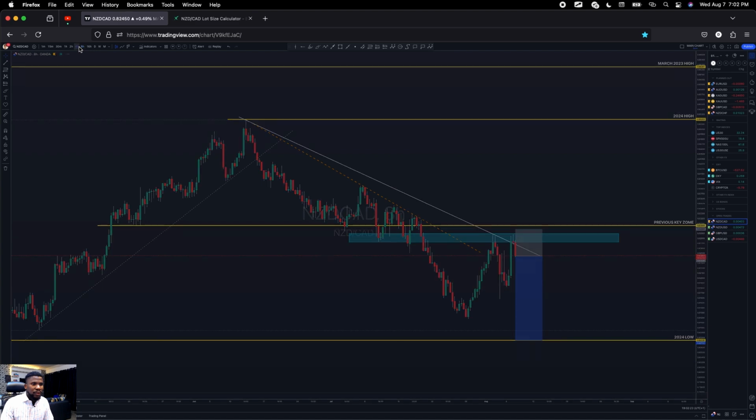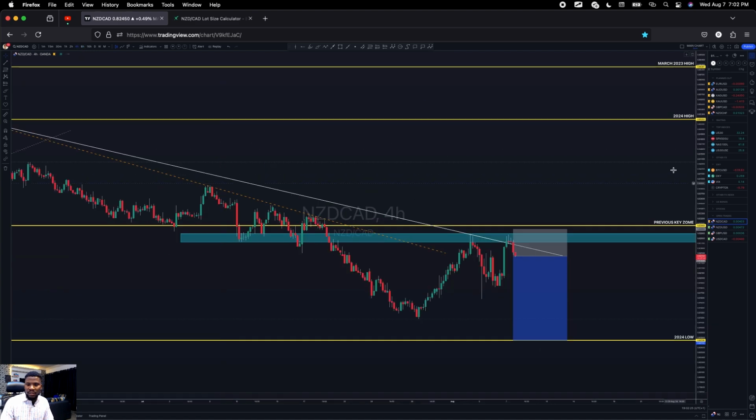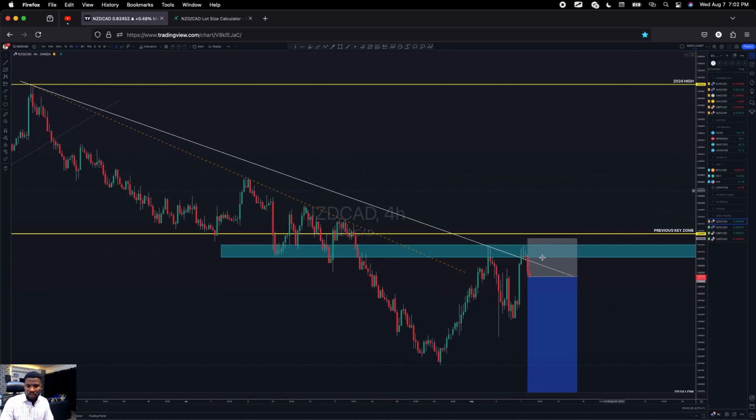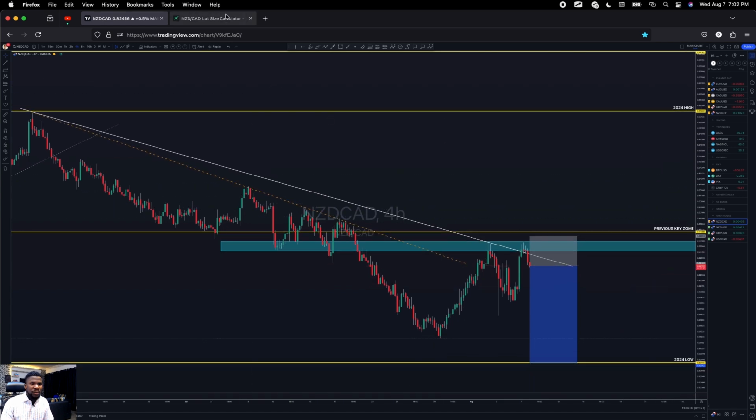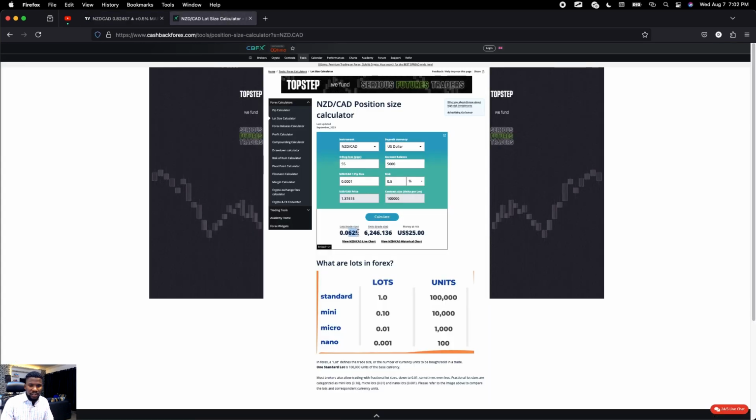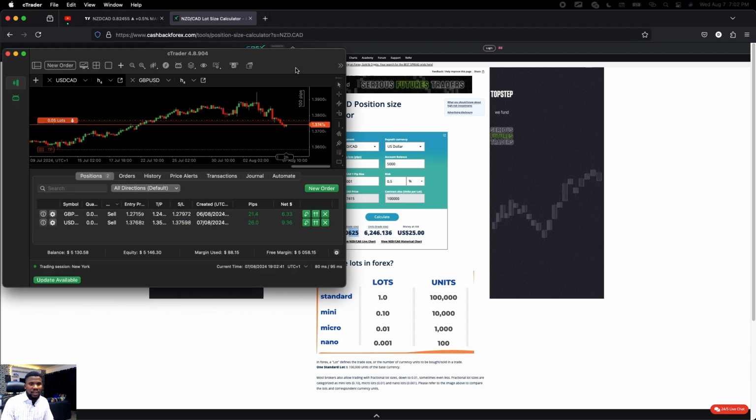Let's take it to the 4 hour time frame. There's a real serious rejection candle right there. I think the market is retracing a little bit, giving me a much better entry. And the more the merrier, right? That's what they say. So I'm using 0.06 as my lot size.